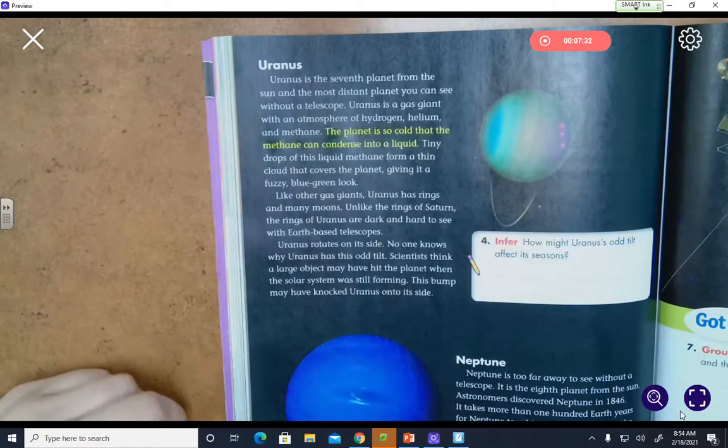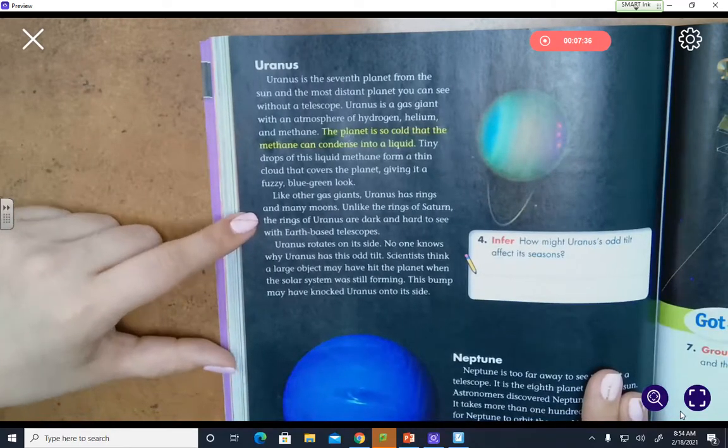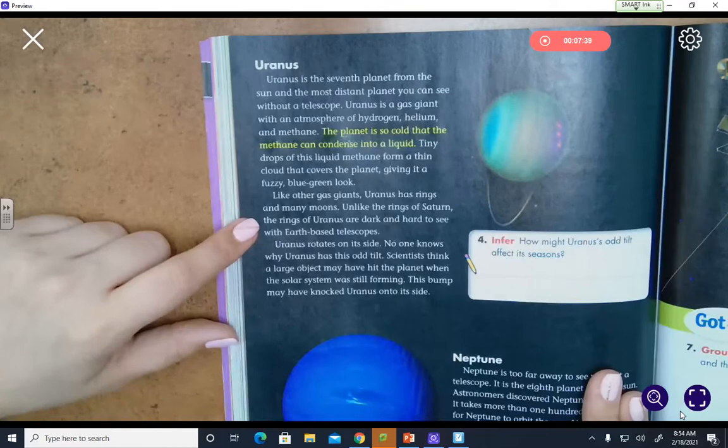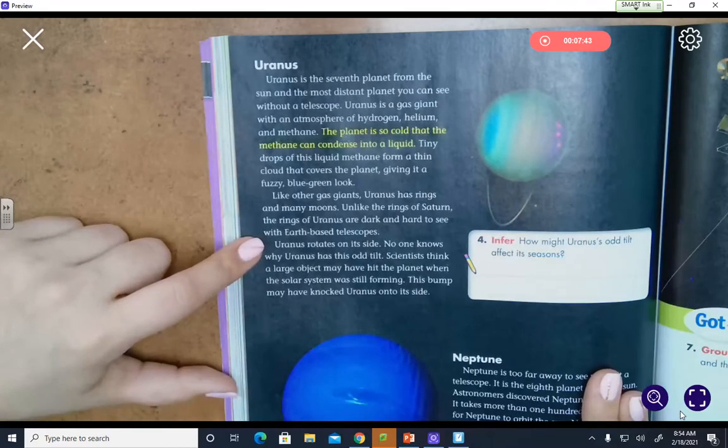Like other gas giants, Uranus has rings and many moons. Unlike the rings of Saturn, the rings of Uranus are dark and hard to see with Earth-based telescopes.